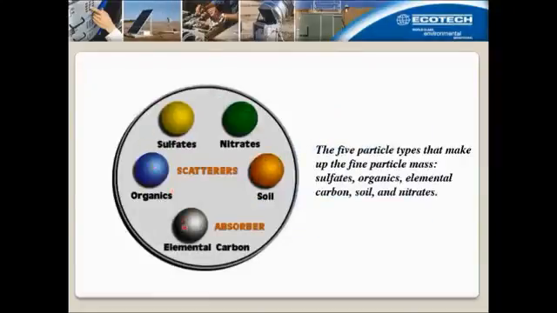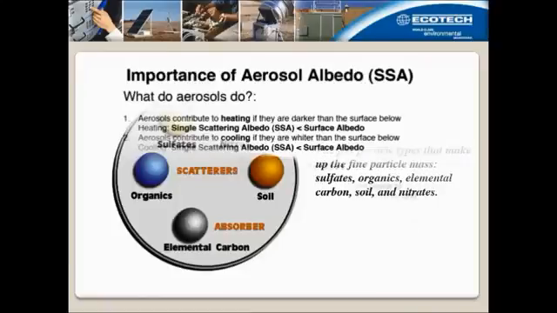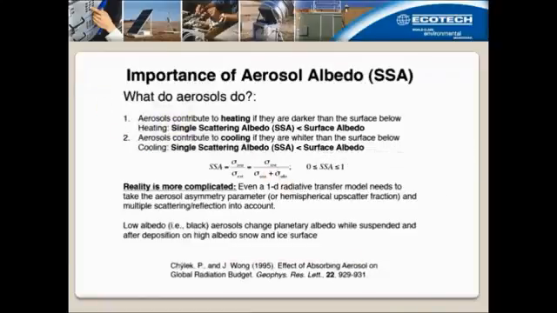So when you look at aerosols in the atmosphere, you have five main components: organic components, sulfates, nitrates, soil, and elementary carbon, where the only absorber is the elementary carbon. The more carbon you have, the more absorption you have, the smaller the single scattering albedo gets, and then you get a higher effect. If the absorption gets bigger, then of course the single scattering albedo gets smaller. And aerosols contribute to the heating if they are darker than the surface below.